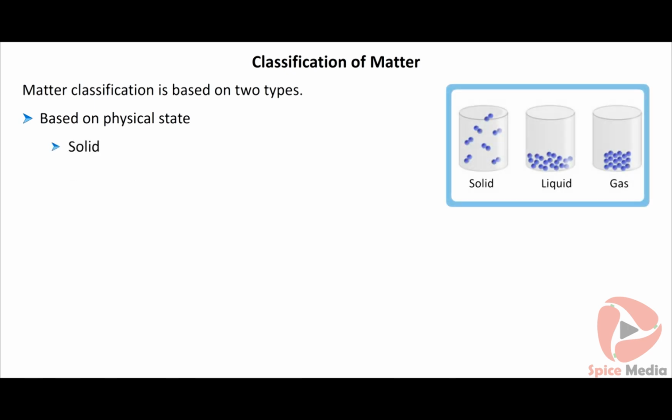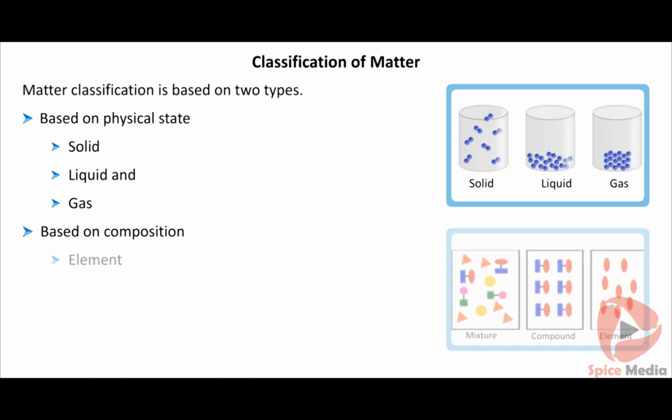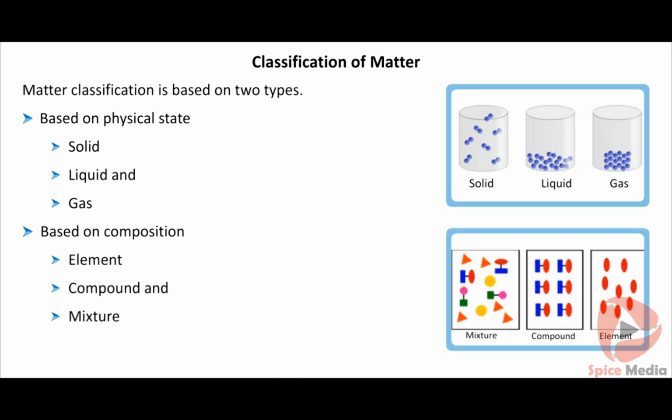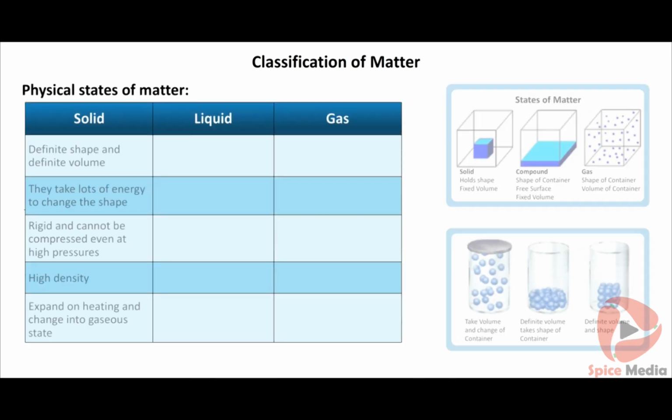Here, matter classification is based on two types. Based on physical state, it is of three types: solid, liquid, and gas. Based on composition, it is of three types: element, compound, and mixture. Physical states of matter. Solids.